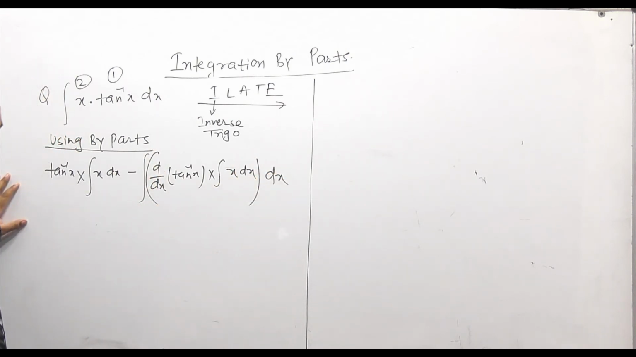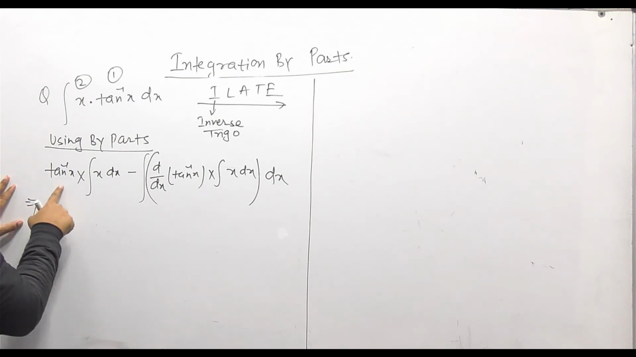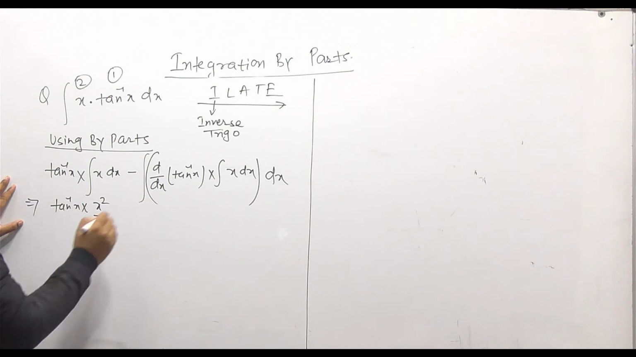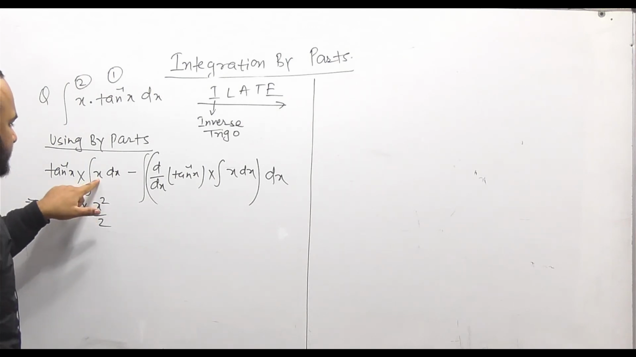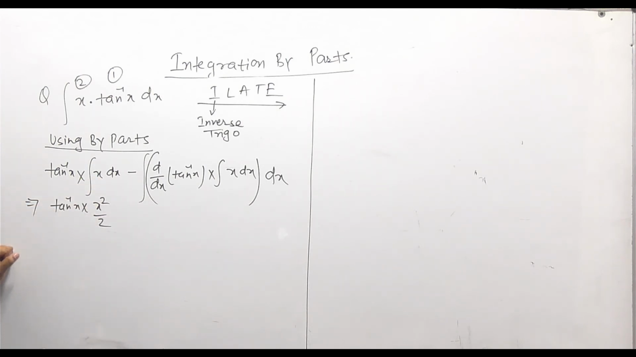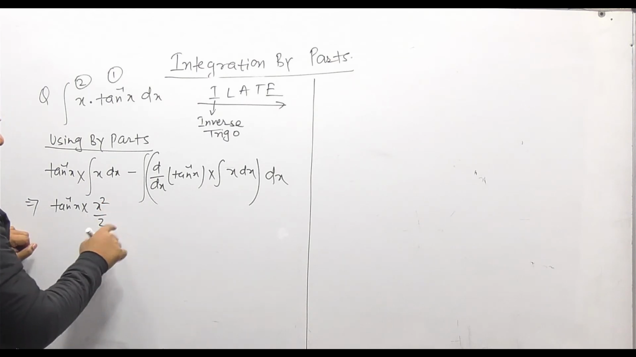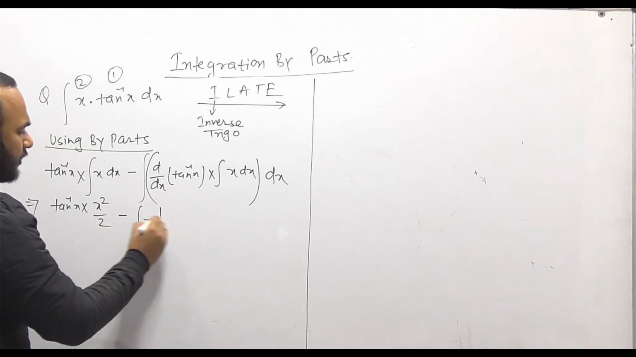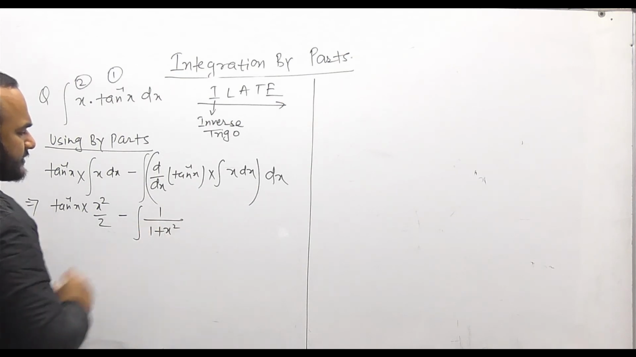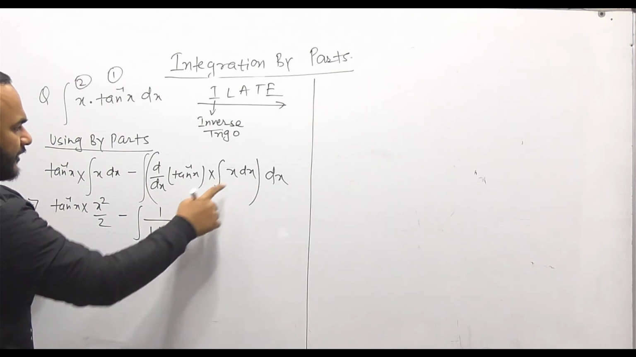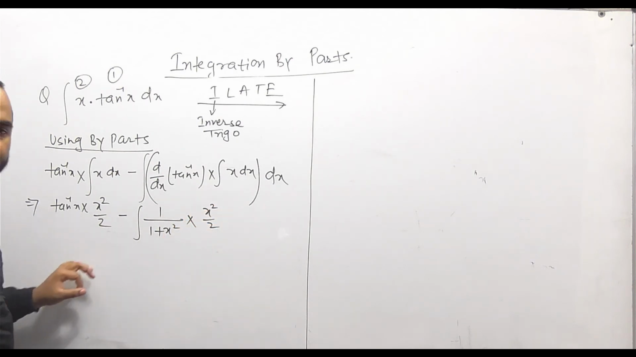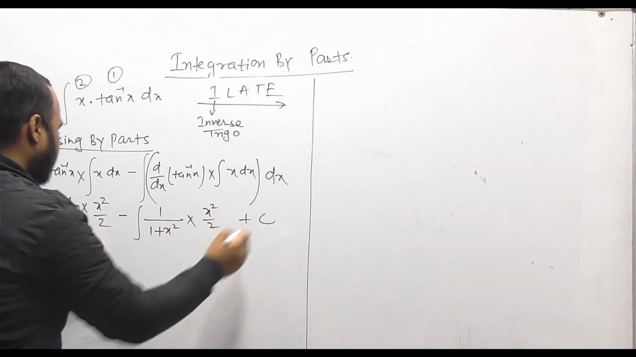And now the integration of the whole second part. This is the by parts. So what will it become? It will become tan inverse x into x square over 2. Since it is x, we have to use the formula x to the power n plus 1 over n plus 1, minus the derivative of tan inverse x, which will be 1 over 1 plus x square. The integration of x dx will be again x square over 2. Now we have to add plus c at the end.